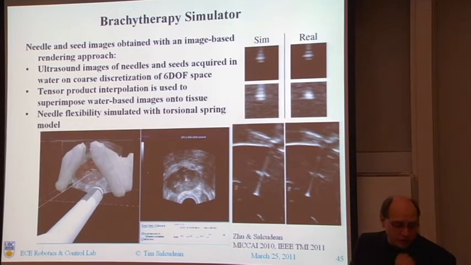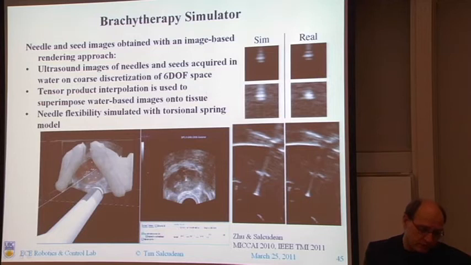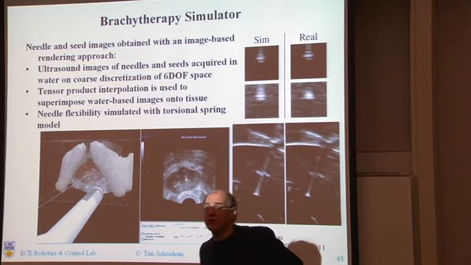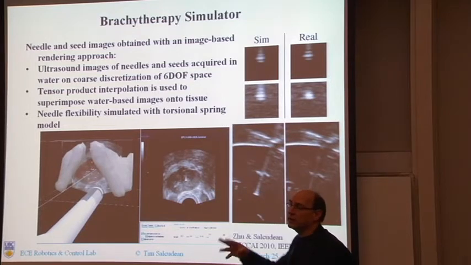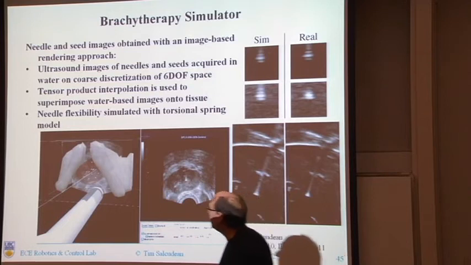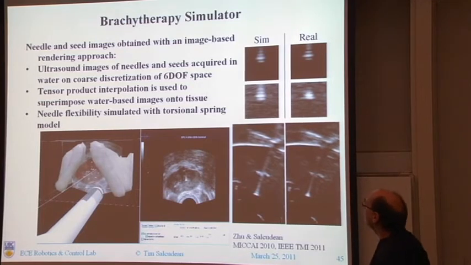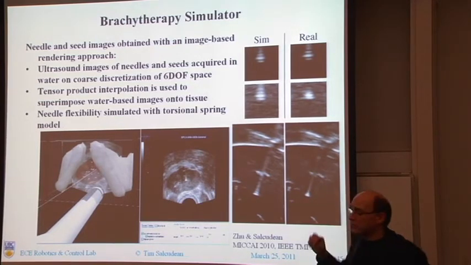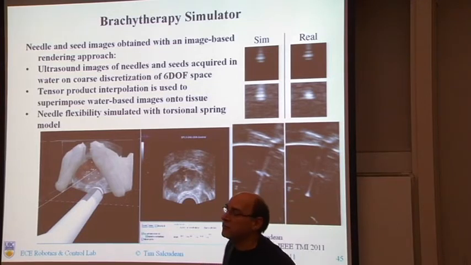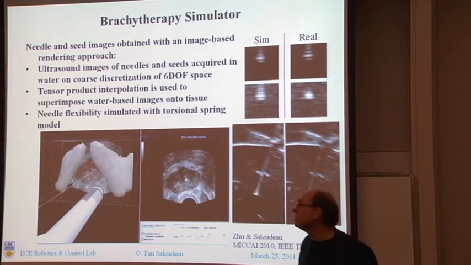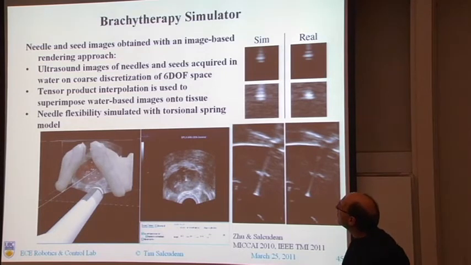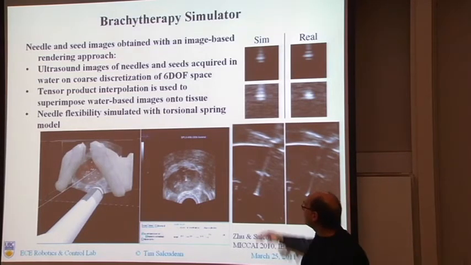Okay, what's left to show is how the needles look in the images, and how the deposited brachytherapy seeds look in the images. And what we've done is we've used a robot that we developed for needle delivery to take images of the needles in water at various positions and orientations. Okay. And we embedded a brachytherapy seed in a piece of gelatin, and we took the same type of images.